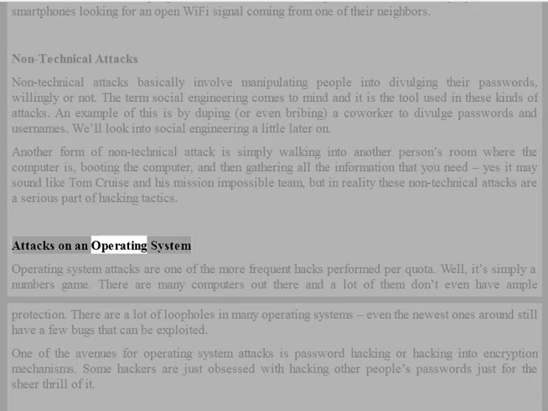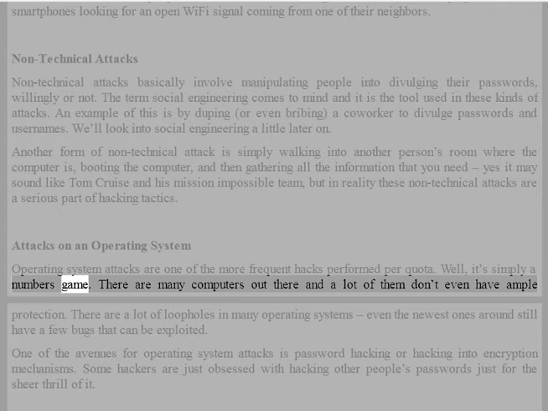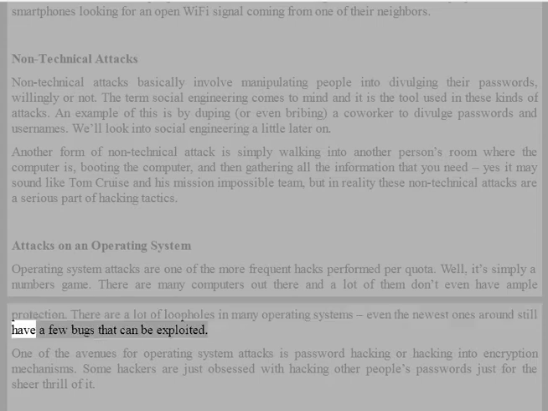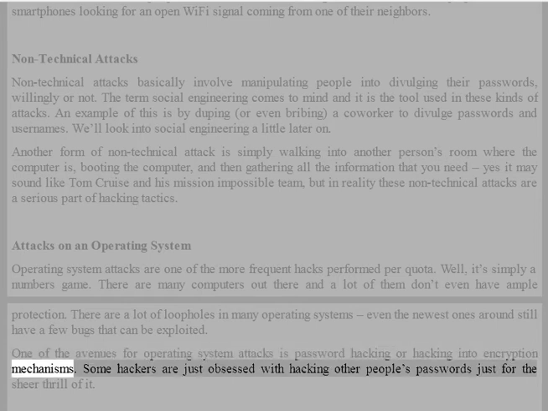Attacks on an operating system are one of the more frequent hacks performed per quarter. Well, it's simply a numbers game. There are many computers out there and a lot of them don't even have ample protection. There are a lot of loopholes in many operating systems. Even the newest ones around still have a few bugs that can be exploited. One of the avenues for operating system attacks is password hacking or hacking into encryption mechanisms.